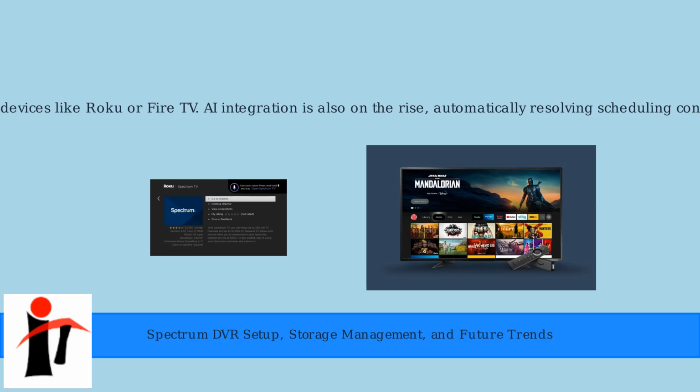The future of Spectrum DVR leans toward cloud-based solutions accessible via the Spectrum TV app on devices like Roku or Fire TV. AI integration is also on the rise, automatically resolving scheduling conflicts and offering personalized recommendations. While Cloud DVR offers convenience, ensure your internet infrastructure can support streaming to avoid outages, especially in rural areas.